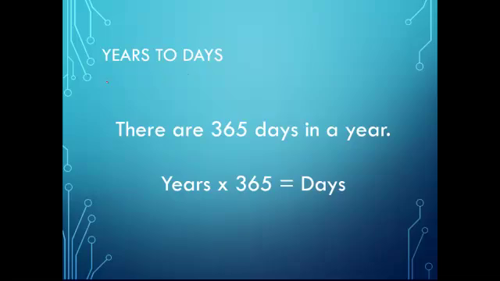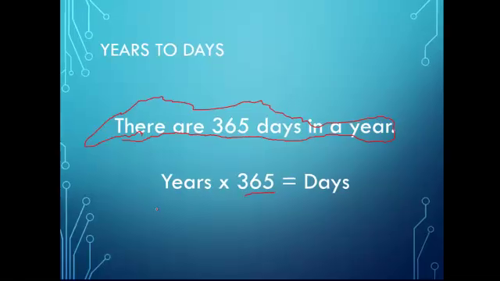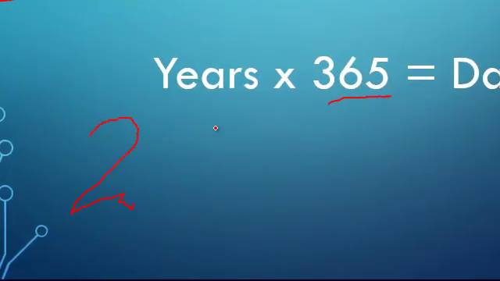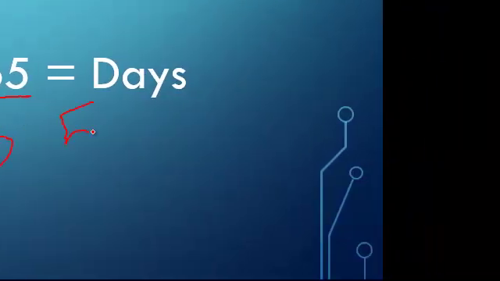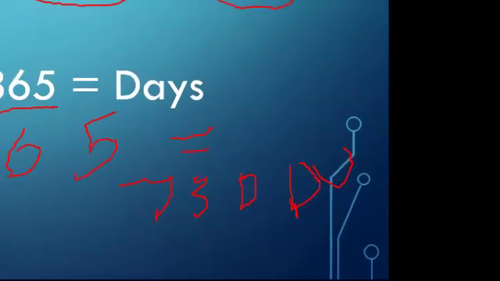What about years to days? You must know that there are 365 days in a year. So if I want to transfer a year into days, I must multiply by 365. So if I have 2 years, then I multiply by 365, and that will give us 730 days. Okay? Is it hard?